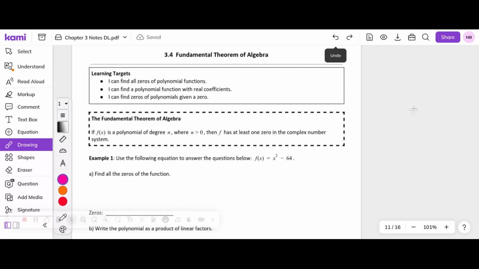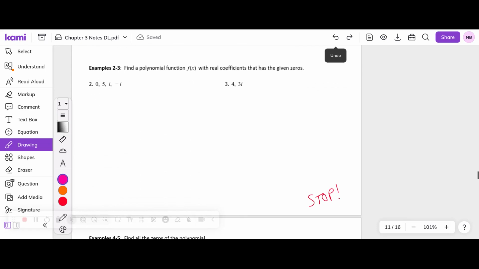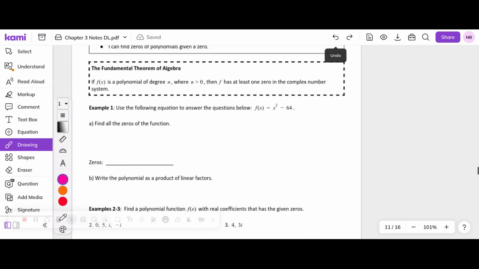Hey you guys, this is the 3.4 fundamental theorem of algebra lesson, but we're just going to do the first part. So if you look down here, we're going to stop at the end of this page and then we'll do this part later on. But for now, let's go through this.